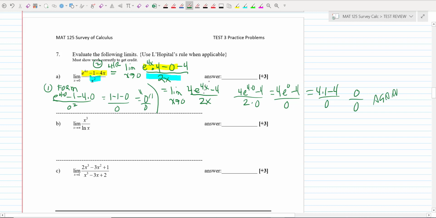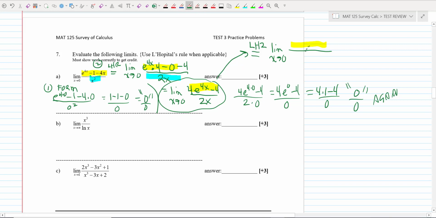So what we need to do then from here is L'Hopital's rule a second time. So I'm going to just call that LH2. So since we have 0 over 0 a second time, then we do L'Hopital's rule again. So we're going to do the limit as x goes to 0, and we're going to do the derivative of this numerator.